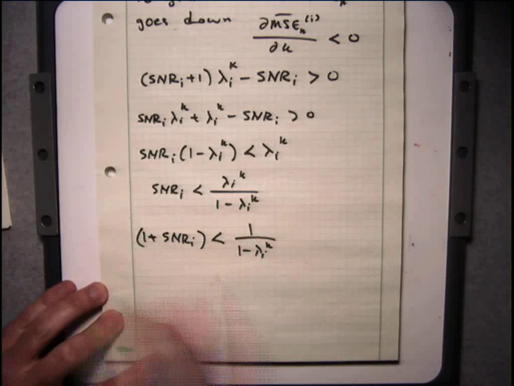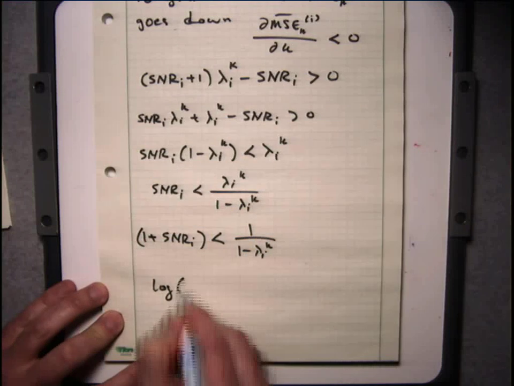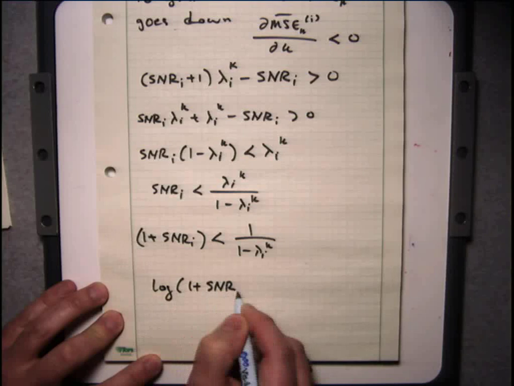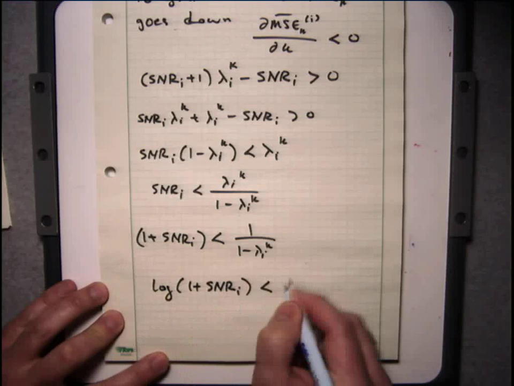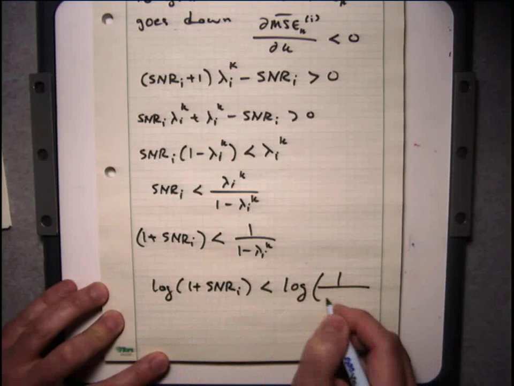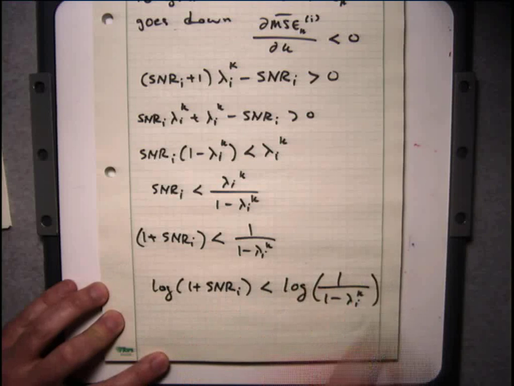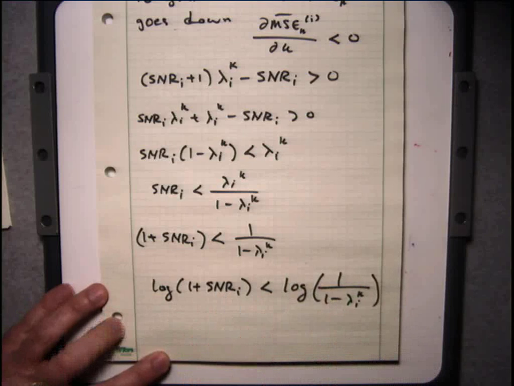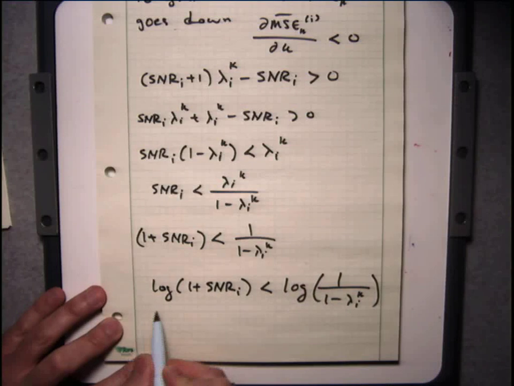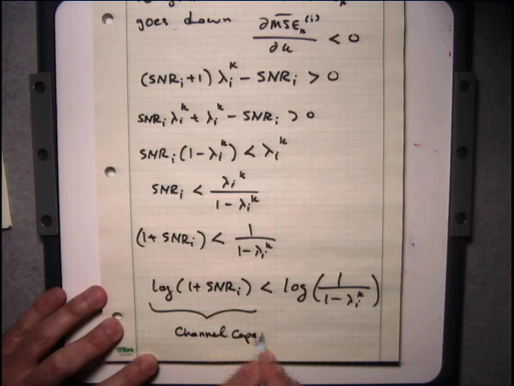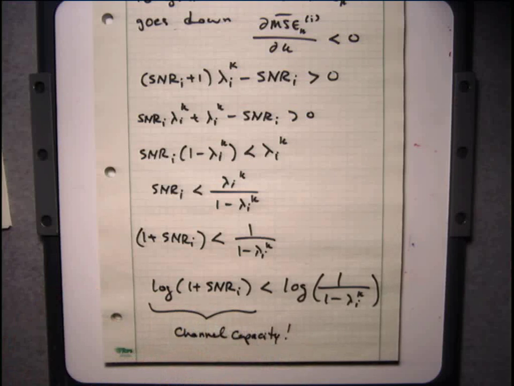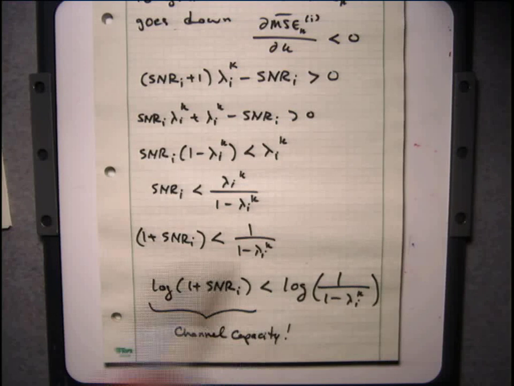Okay, now take log of both sides. Get log of 1 plus SNR_i less than log of 1 over 1 minus lambda_i to the k. Okay. Now, if you've studied communication systems or information theory, what you'll immediately notice is that this is in fact the channel capacity. So the units of the left-hand side are units of information, entropy. Okay.